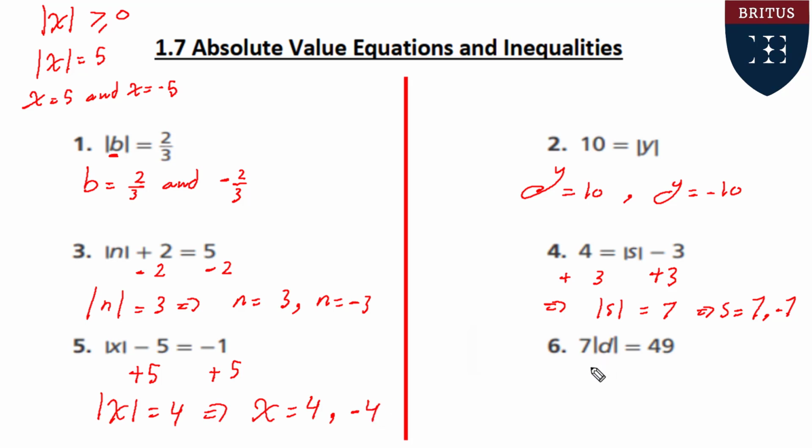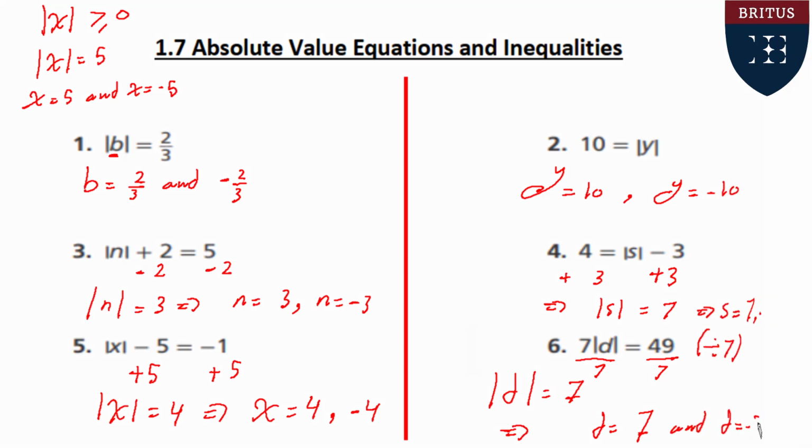7 absolute value of d equals 49. To isolate absolute value of d, I will divide both sides by 7. Now absolute value of d is equal to 7. Now we can deduce that d is equal to 7 and d is equal to negative 7.